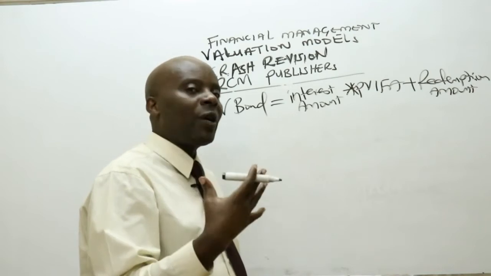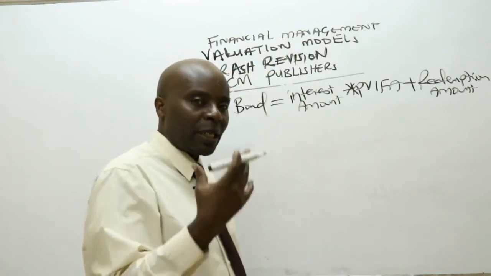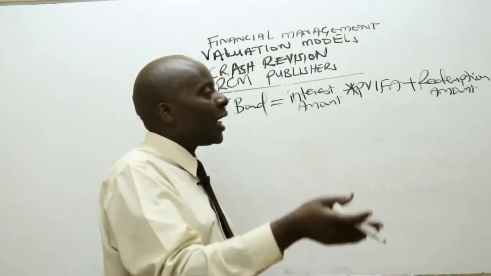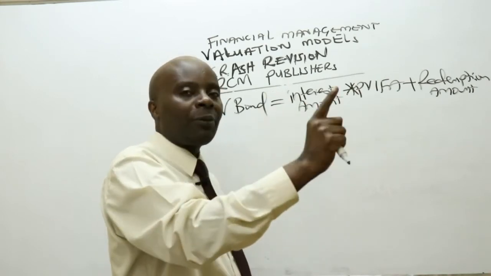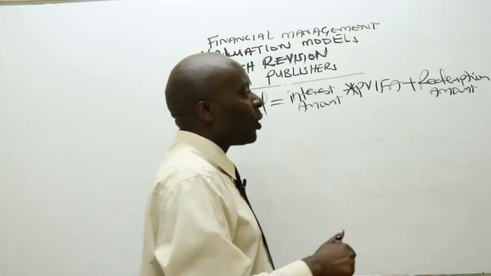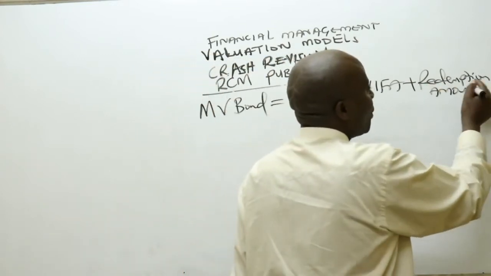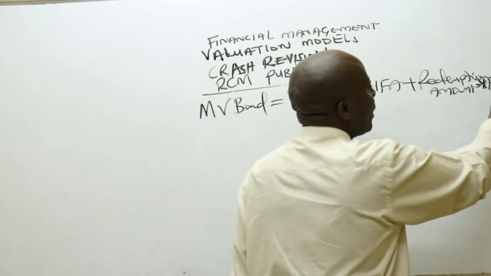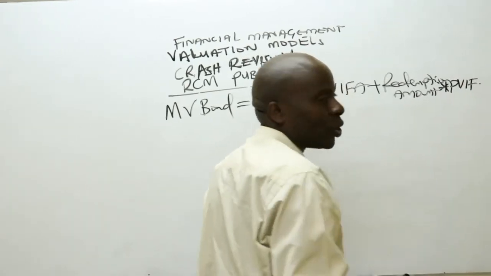which will be coming to us at the end of the 3rd year. It's a one-off figure at the end of the 3rd year, so we need to discount that particular figure to present time. So how do we discount this? I will have to multiply this with the present value interest factor.